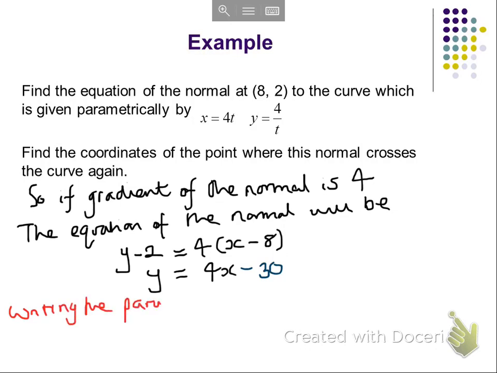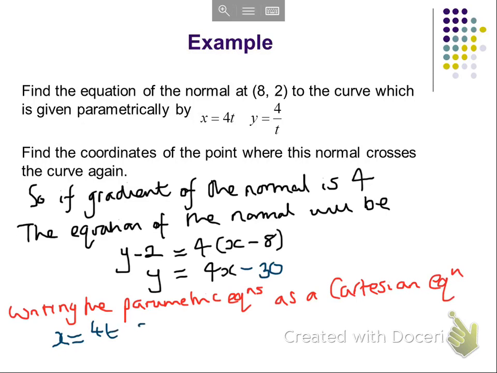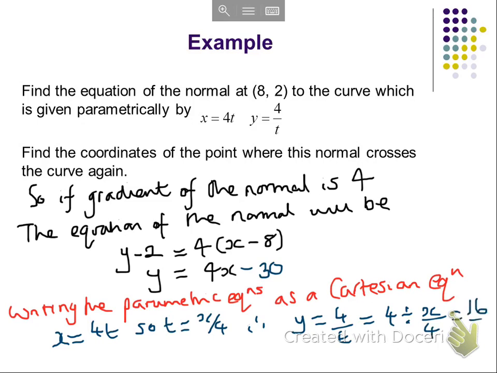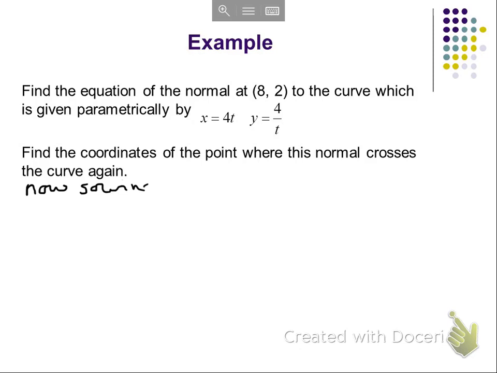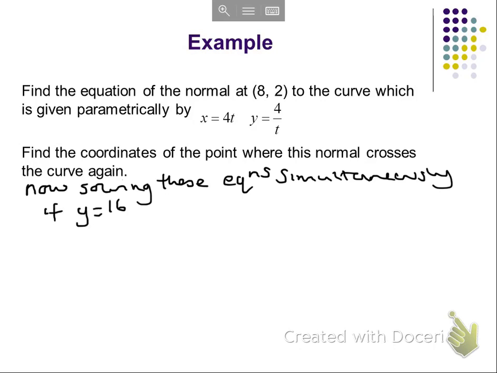Now writing the parametric equation as a Cartesian equation, we'll make t the subject of one and sub it into the second one. So if x equals 4t, then we can say that t will equal x divided by 4, and I'm going to sub this into y equals 4 over t, so this will give me 4 divided by x over 4, which is 16 over x. So our Cartesian equation is y equals 16 over x. Now we're going to solve these equations simultaneously, and this will give us the coordinates of the points of intersection, so where the normal intersects the curve.